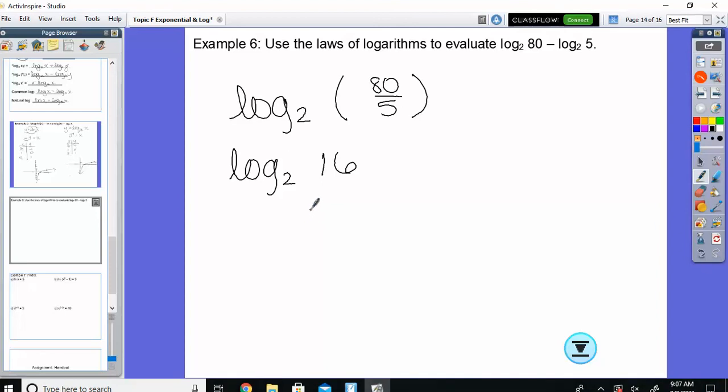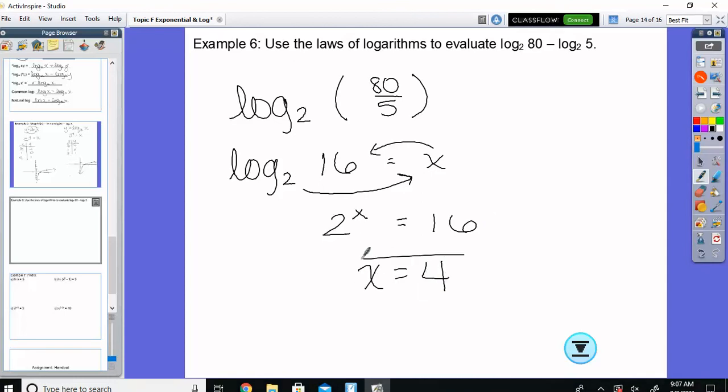So if you know what a log means, it's like saying 2 to what power equals 16. So you might be able to look at it and know. If you didn't remember, you could set it equal to x and rewrite it. It's like saying 2 to the x power equals 16. You know what that would be? 2 to the 4.